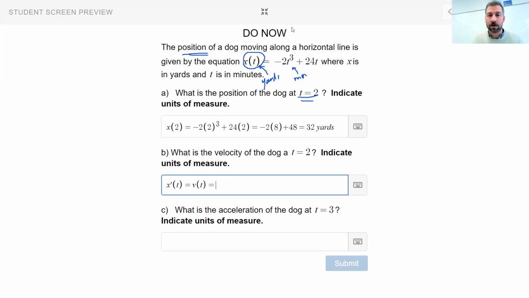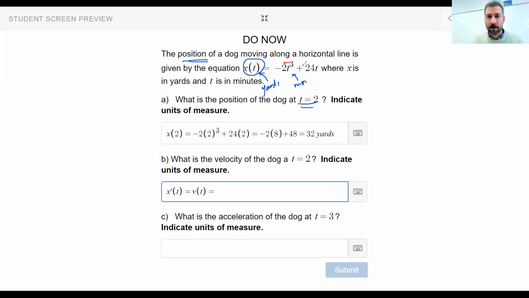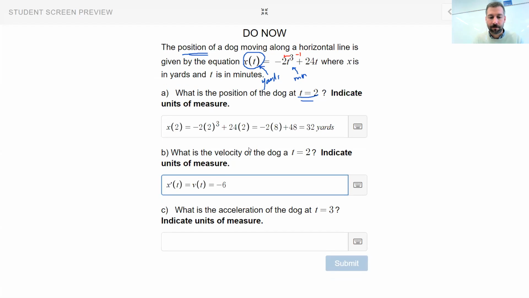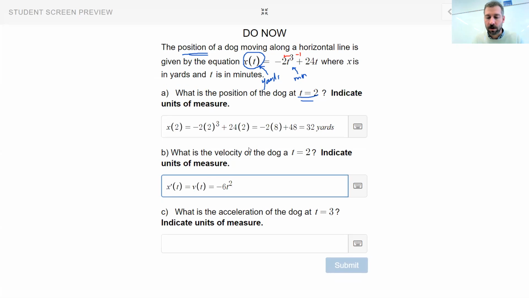So let's take the derivative using the power rule. Bring that 3 down and multiply, and then I'm going to subtract 1 from that 3. That's how we use that power rule. So if I bring that 3 down, I'm going to have 3 times negative 2. That's negative 6. Keep the t, subtract 1 from that exponent. That becomes a 2. That's our use of the power rule for derivatives.